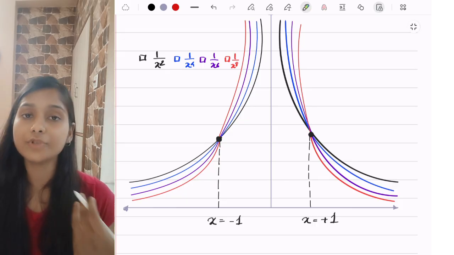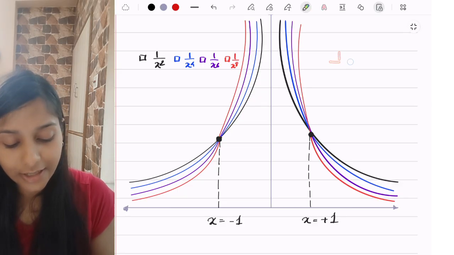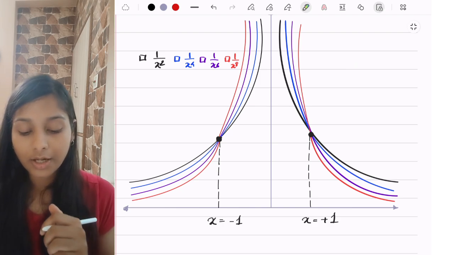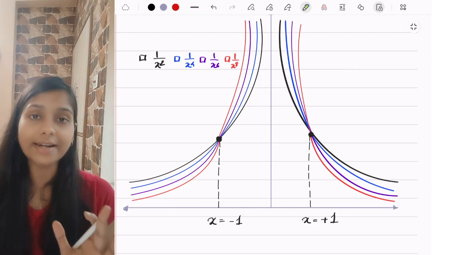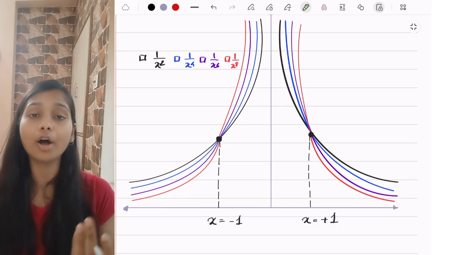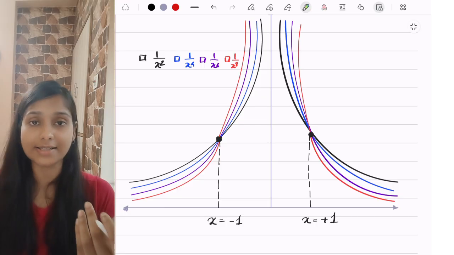So I am sure now that we can plot any kind of these graphs, 1 by x power 2n minus 1 now. So okay, from the next video I will start on the rational functions like x power 1 by 2, x power 1 by 3 and their generalization.